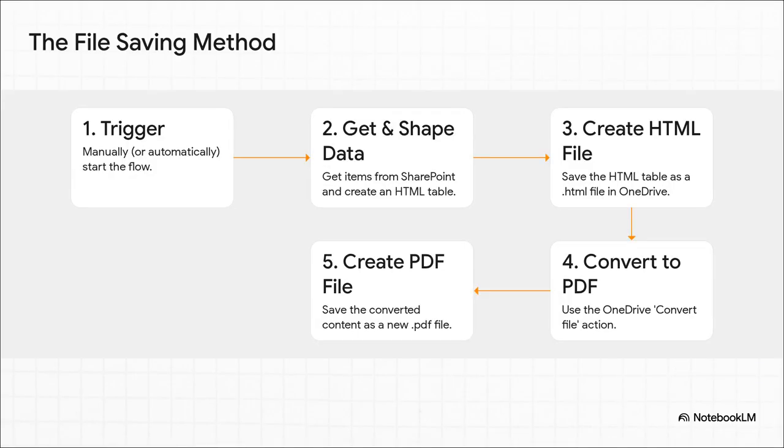So let's lay that all out. Now, this example uses a manual trigger, but you could totally swap that for an automatic one. The flow gets the items from SharePoint, shapes them into an HTML table, creates that temporary HTML file in OneDrive, uses a native action to convert that file to a PDF, and then finally saves that converted content as a shiny new PDF file. Yeah, it's a few more steps, but it's all happening right inside the Microsoft world.